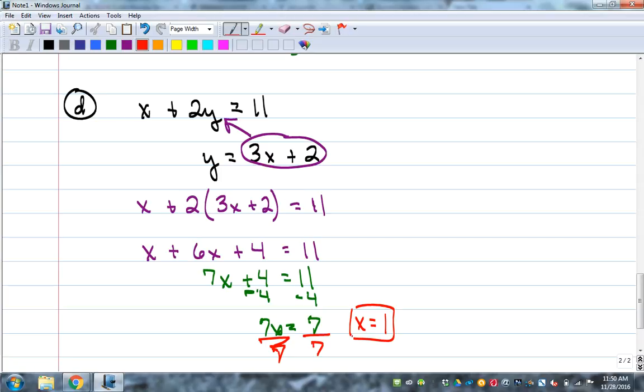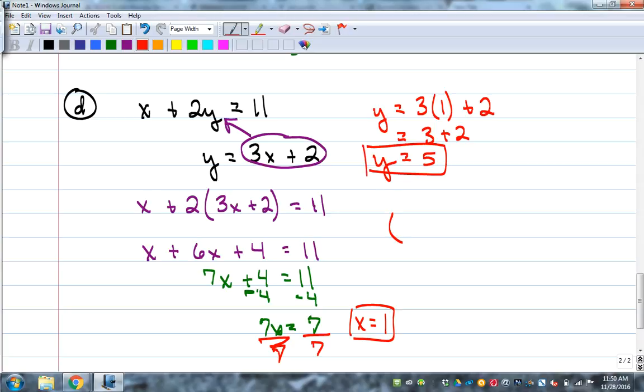Yeah, we can take that 1 and plug it in right here, and just work out that side, and it's going to give us what y is. So y equals 3 times 1 plus 2. That'd be 3 plus 2, which is 5. So y is equal to 5. Ordered pair is 1, 5.